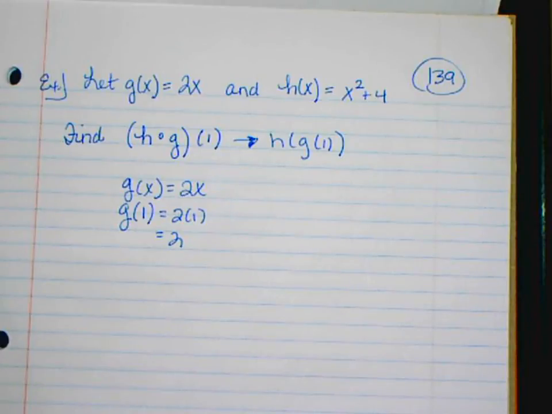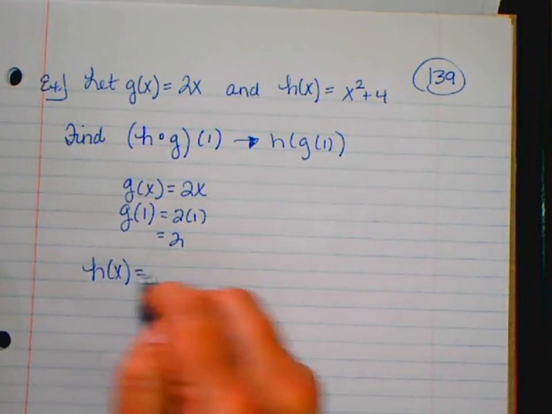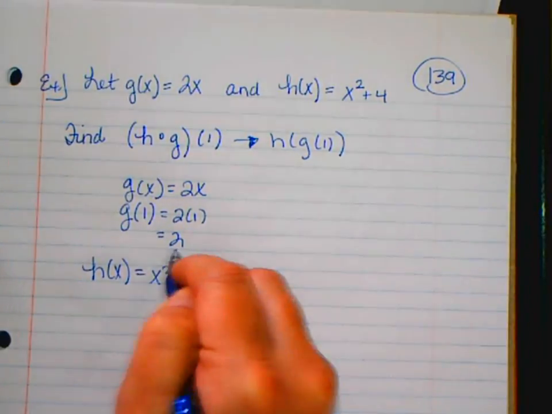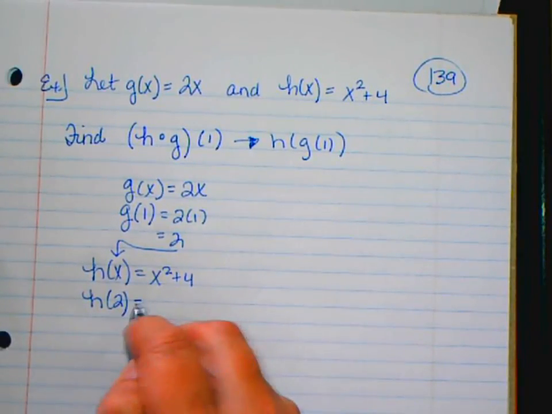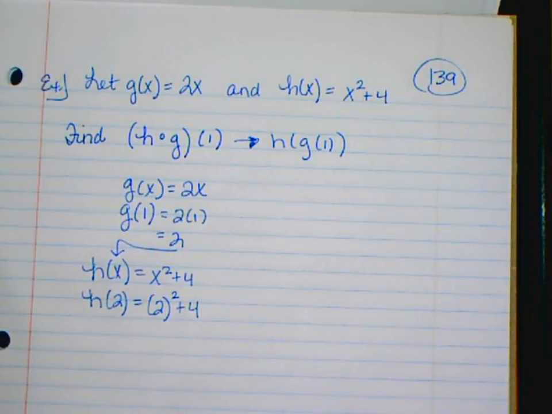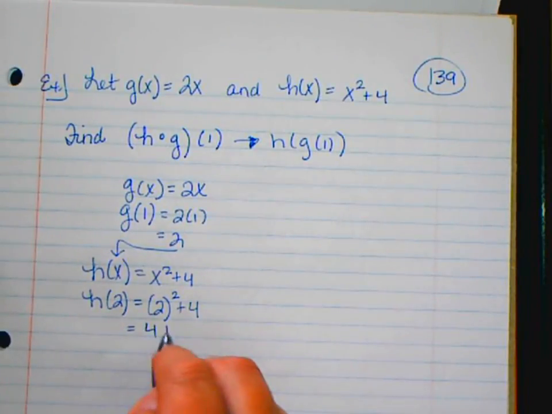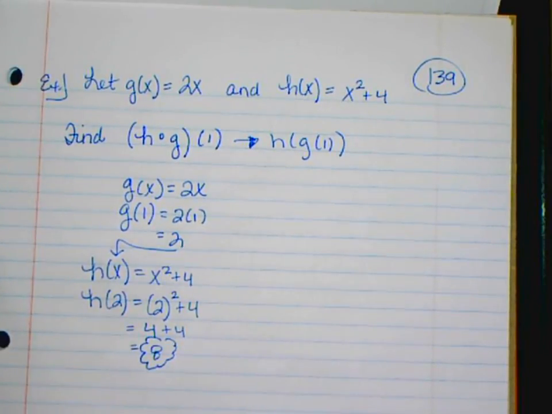And then do I stop there? No, what do I do now? So now 2 is going to become my input for function h. So I'll evaluate function h when x equals 2. And just simplify. That's it.